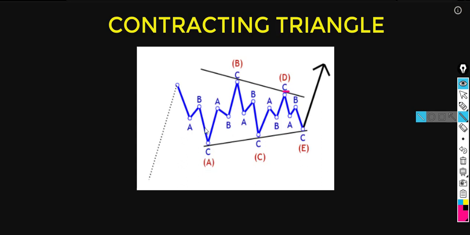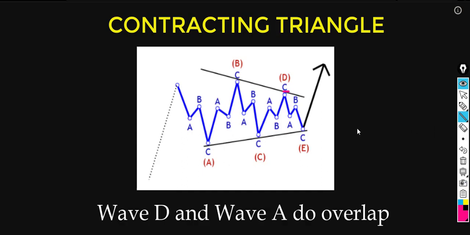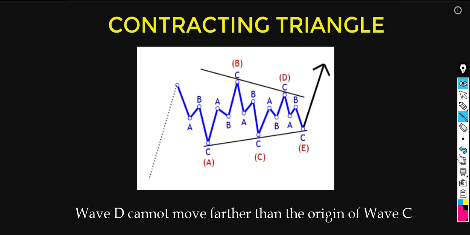Sometimes we do have 9-wave structures of a triangle, which are not common, but it does happen. Wave D and wave A do overlap. This is our wave A and this is our wave D. In triangles, they always overlap. Wave D cannot move further than the origin of wave C. This is wave D, and this is the origin of wave C. As soon as it moves beyond the origin of wave C, the setup is invalidated, so you have to relook at it. Maybe it is not a triangle forming.